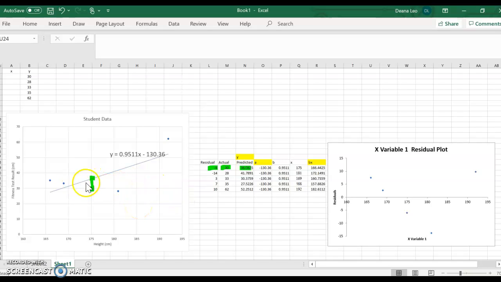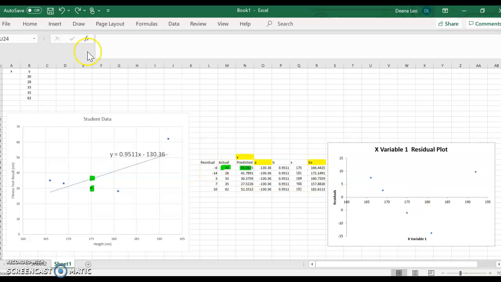We look at the actual, which is this line, take away the predicted, which is this line. The actual is our dot, which is 30, take away our prediction, which was 36, which is this line here as well. And the difference between 30 take away 36-ish is about -6.